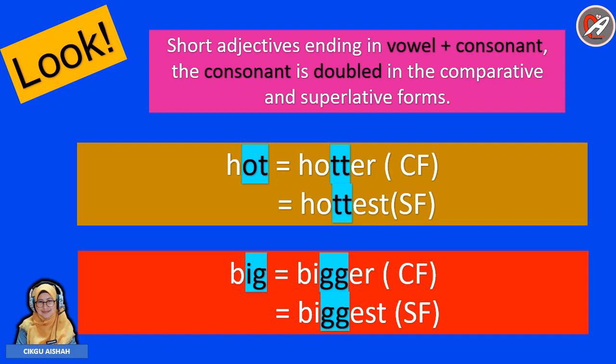Another example is big. Here the vowel is I and the consonant is G. And you spell B-I-G-G-E-R. You double the consonant G in the comparative form and also you double G in the superlative forms.